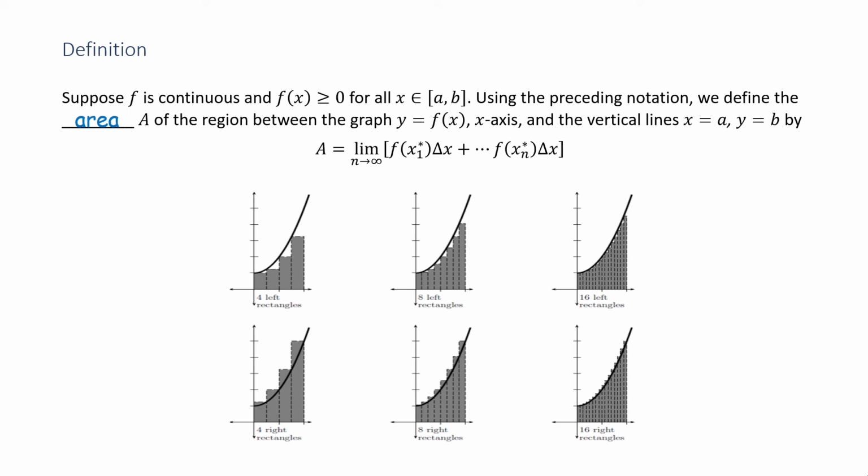Let's recall our initial problem. We began with 4 rectangles, solved for right endpoint, left endpoint, and then we looked at 8 rectangles, left endpoint, and right endpoint. Provided for you here, same graph, but with 16 rectangles between the x-axis and the curve. Note that as the number of rectangles increases, as in the definition n approaches infinity, the closer the rectangles become to fitting the actual curve.